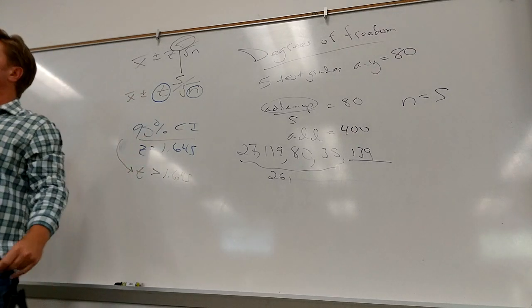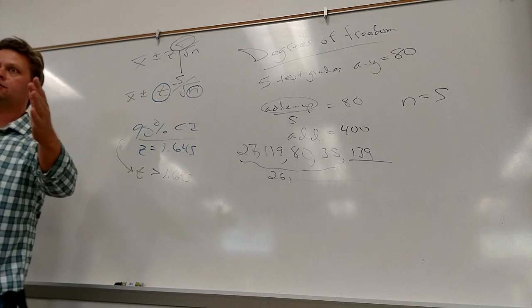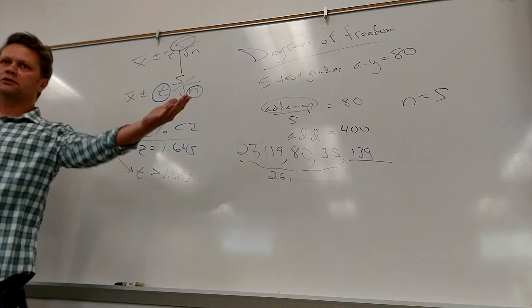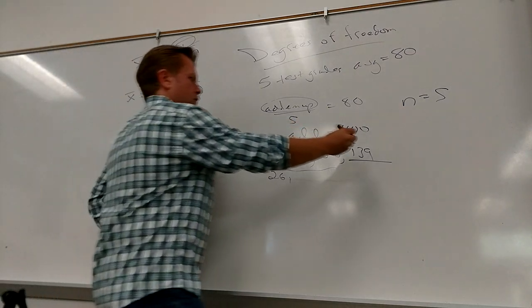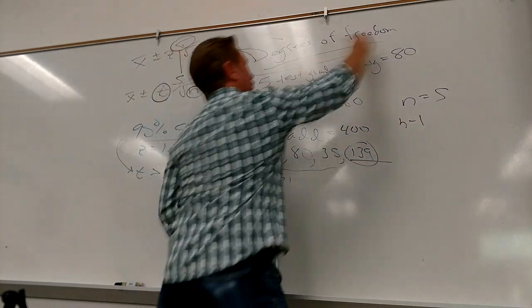4 of them. Not all 5, because if I just make up 5 numbers, are they going to average to 80 for sure? No. Right? 1, 2, 3, 4, 5. That doesn't average up to be 80. So I'm always going to have one less degree of freedom.